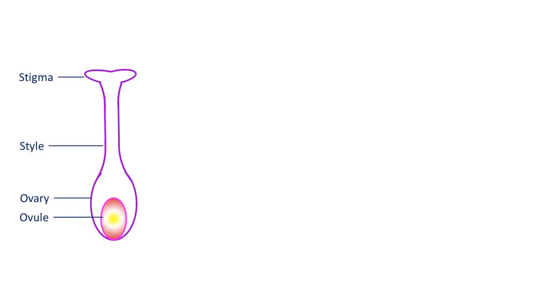Now let's talk about the development of male gametophyte. It starts with the process of pollination. So this is the carpel with ovary, style and stigma. After anthesis or dehiscence of anther, a two-celled mature pollen grain is deposited over the surface of stigma during pollination.